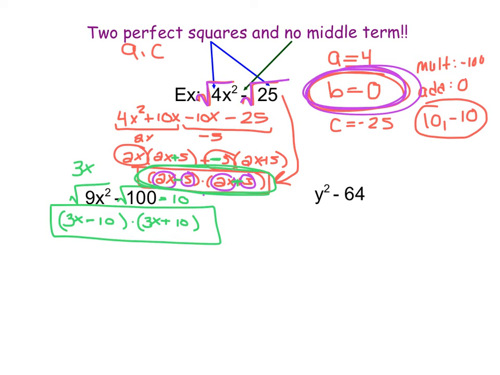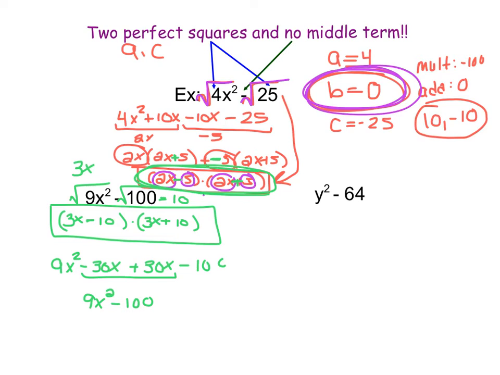Now if you don't fully believe me, you can multiply this out, and what you'll find is that you get 9x squared minus 30x plus 30x minus 100. These cancel out, and you're left with just 9x squared minus 100. So if you're ever unsure if you did it correctly, remultiply it out and test it.